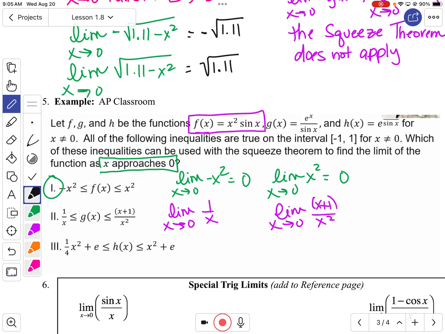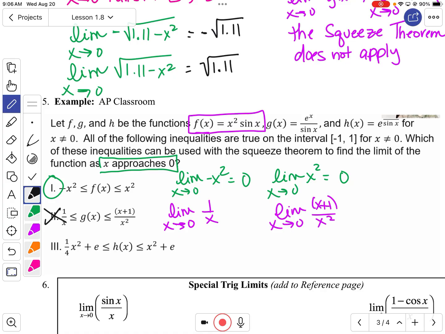All right, if we check that second one, the limit as x approaches 0 of 1 over x, and the limit as x approaches 0 of x plus 1 over x squared. Does the squeeze theorem work for those? No, they're both undefined. In order for it to work, it has to equal a real number. So those are both undefined, so number 2 is a no-go.